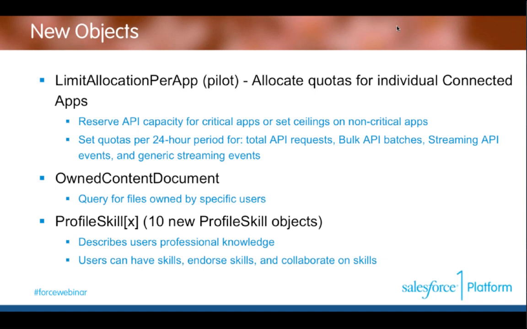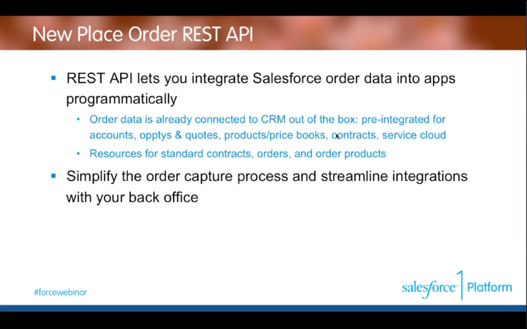And the last object that we've added, I kind of mentioned it earlier, is about 10 specific objects around profile skills. So this is something that you can endorse for different users in your company, be able to query for users that have these skills, collaborate on these various skills, so you can find users with very specific knowledge within your company related to any set of objects that you could associate skills with. Pretty cool stuff. And the last thing that I want to go over is our new place order REST API.